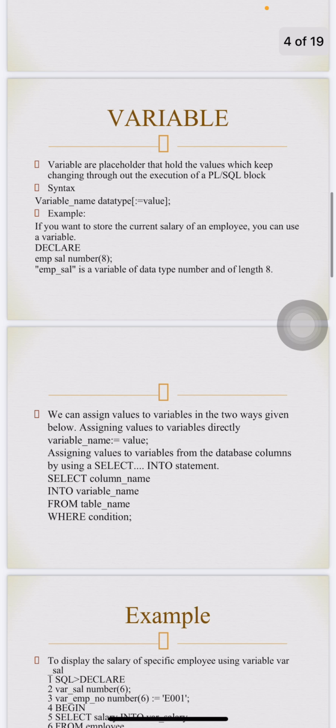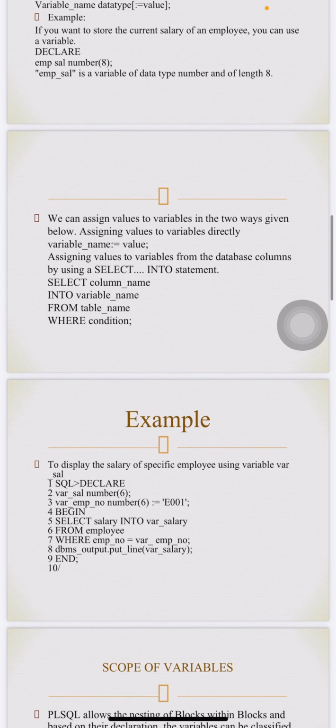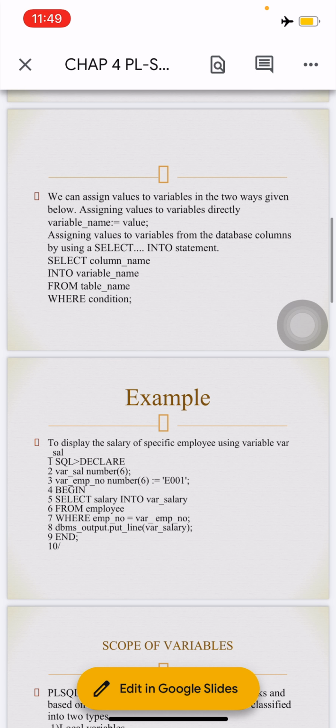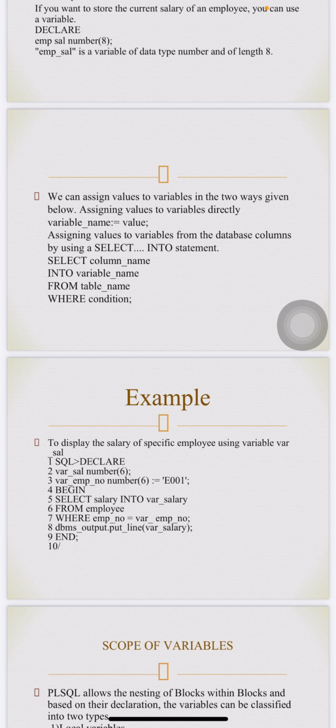We can assign a value to a variable in the two ways given below. Assigning a value to a variable directly: variable_name := value. Assigning a value to a variable from a database column by using the SELECT INTO statement: SELECT column_name INTO variable_name FROM table_name WHERE condition. Example of a variable to display the salary of a specific employee using the WHERE clause.